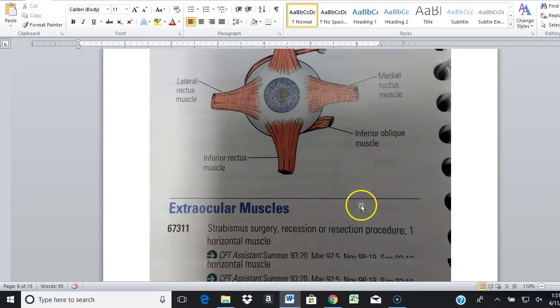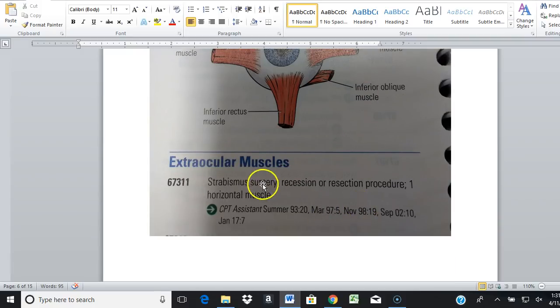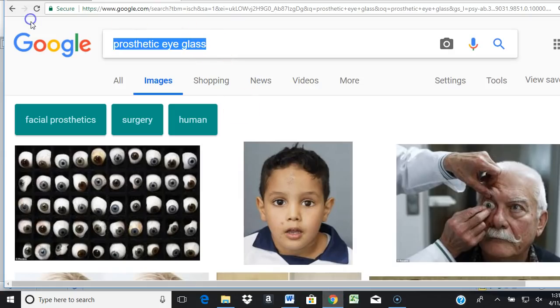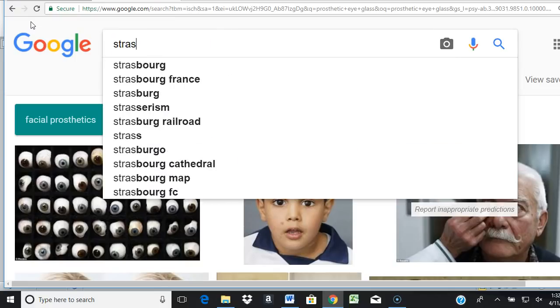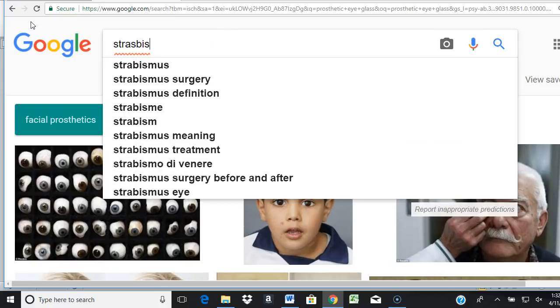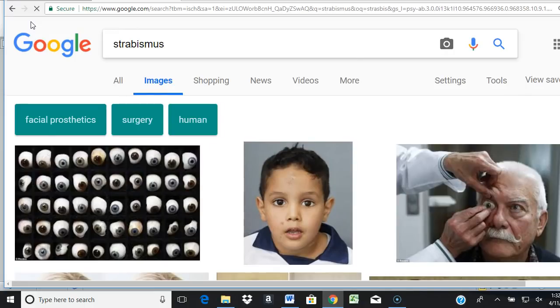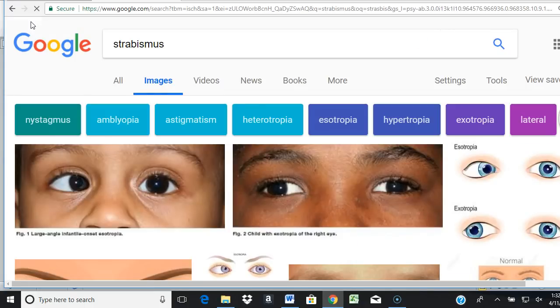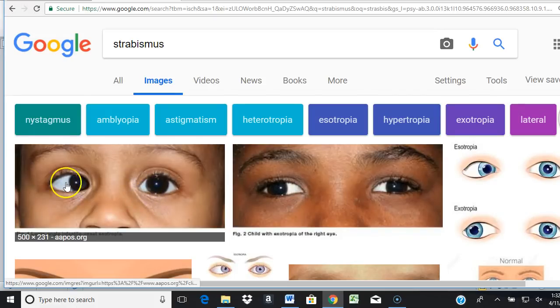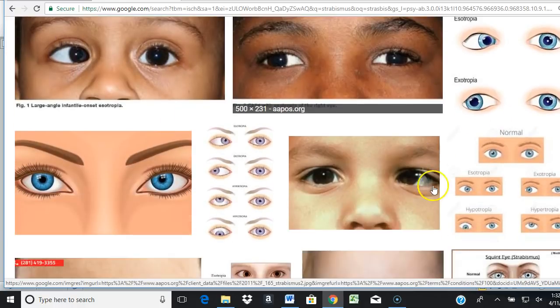The first thing we're going to see here is strabismus surgery. So strabismus, again, we're going to go back to Google here, is when the eyes do not face forward. So the pupils aren't looking straight forward. The problem is it can impede vision. So this is esotropia, when the eyes both face in. I have a sister that was born this way and she had the surgery. We also have exotropia.